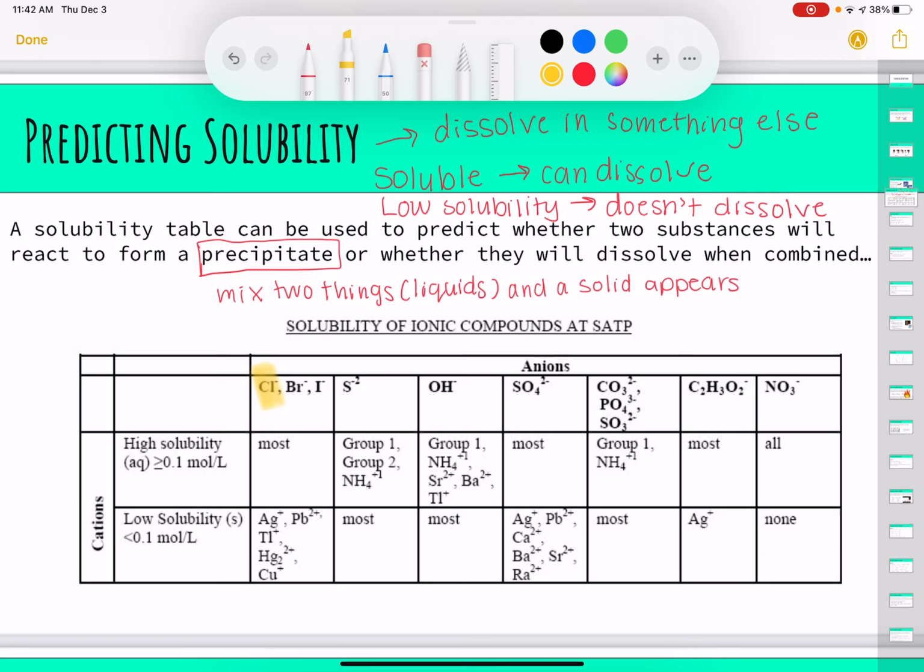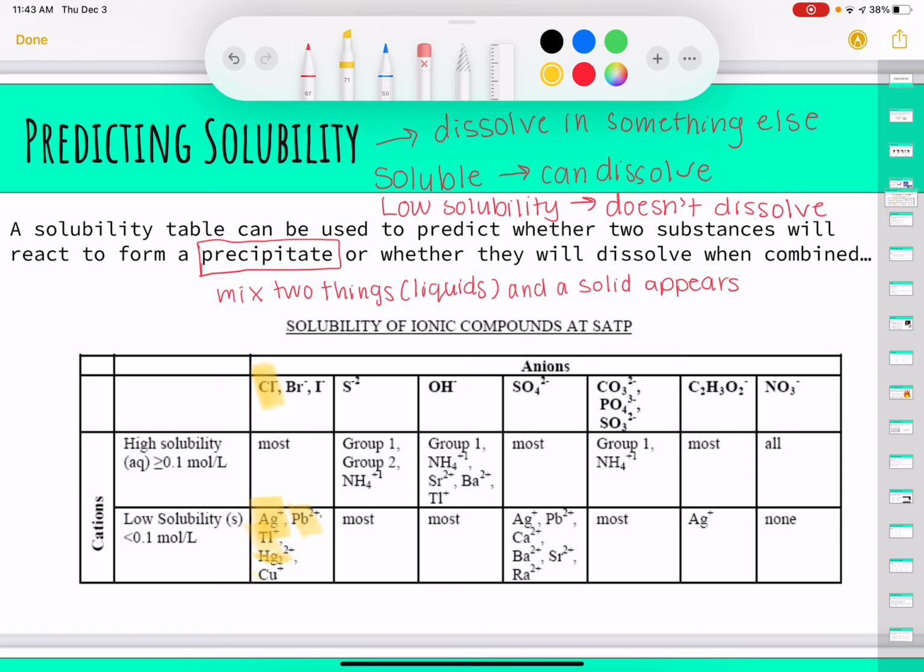So chloride, this table is not the greatest, but basically what it's saying here is high solubility, so that's that it dissolves. It says most things dissolve in chloride. Okay, but the things that don't dissolve are right here on the bottom. So the things that don't dissolve are silver, lead, titanium. That says TL. I don't know what that is, but I think they've got it messed up.